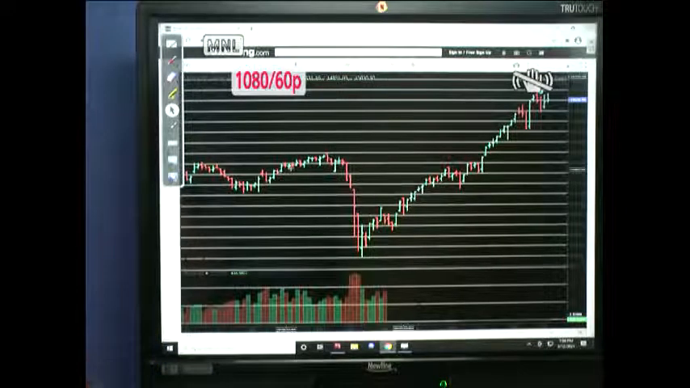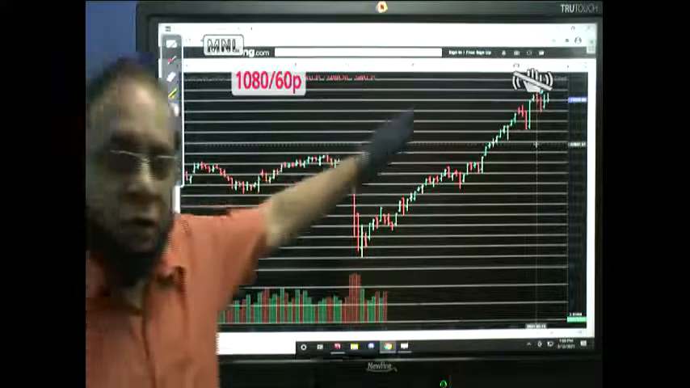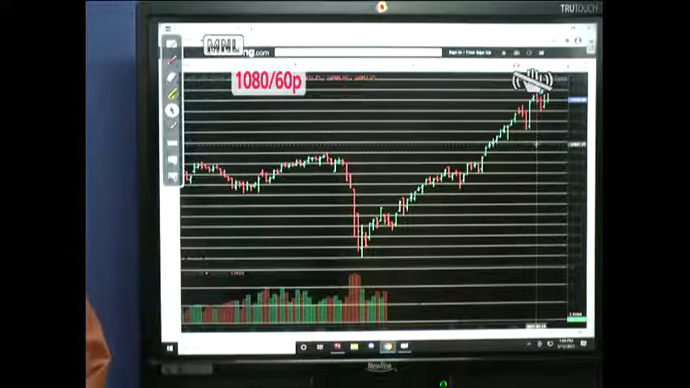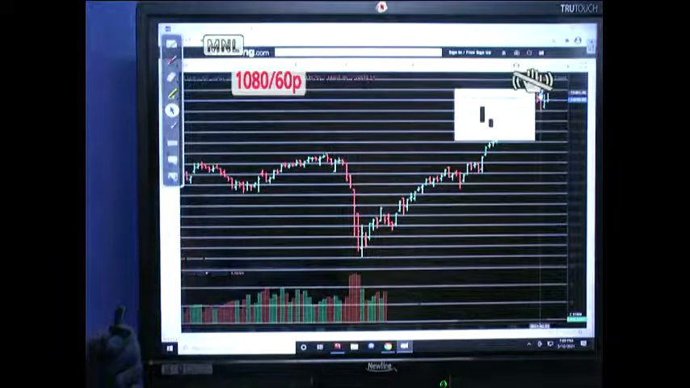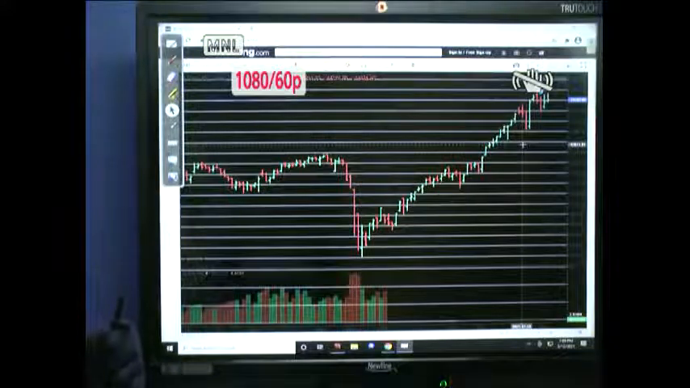See, we had talked about 15,490, right? 15,431 is very close to that. We have also talked about 14,350, and 14,910. So it exceeded 14,350 and it went up to 14,750.